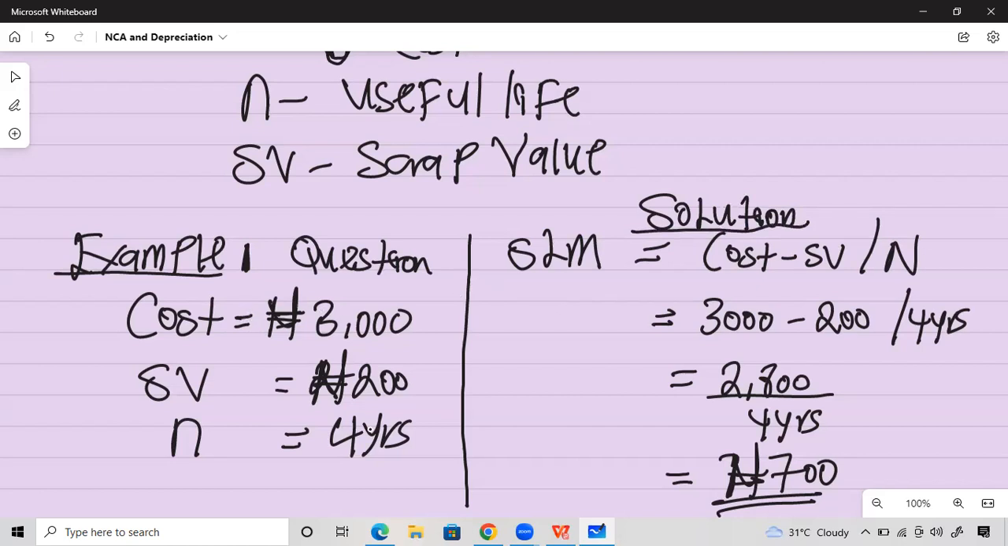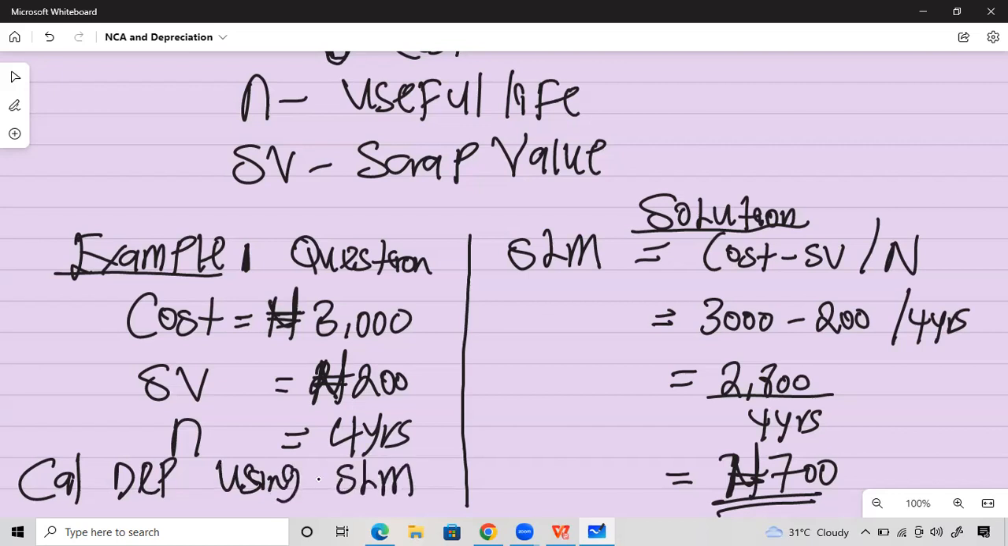We have a question whereby a certain asset was purchased for 3,000. The scrap value, meaning that at the end of the useful life you are still able to sell it, is 200 naira. The useful life of this particular asset is 4 years. Calculate the depreciation using the straight line method.